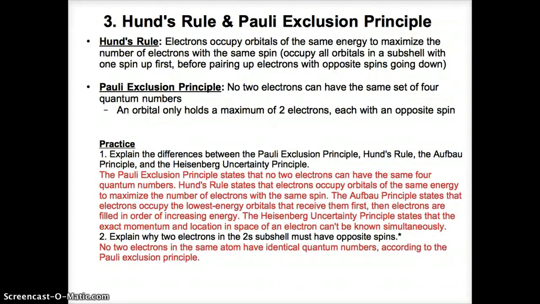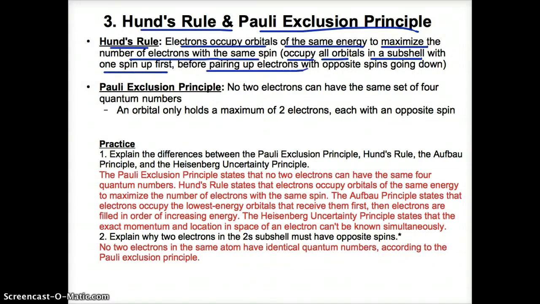Okay, next let's discuss Hund's rule and the Pauli exclusion principle. Hund's rule states that electrons occupy orbitals of the same energy so that they can maximize the number of electrons with the same spin. In other words, electrons will occupy all orbitals in the subshell with as many spins up as possible before any electrons are paired with opposite spins going down. Let me show you an example that I want you to write at the side of the definition, because I did leave some space in the homework.